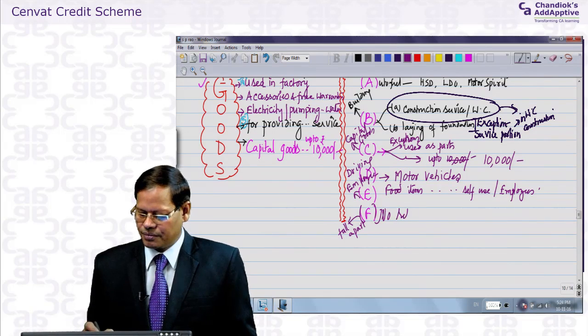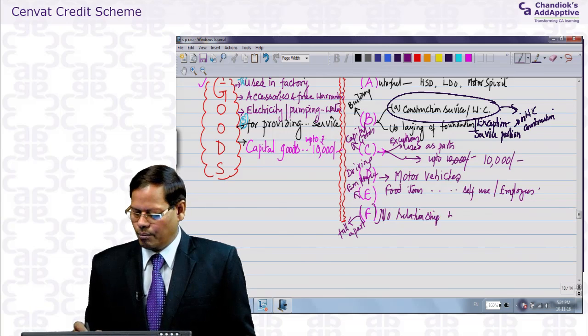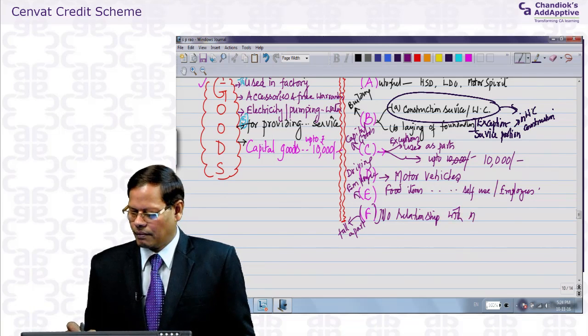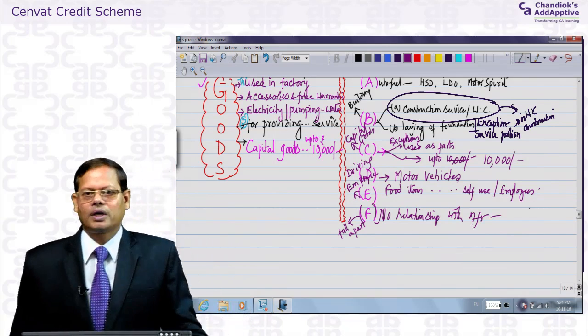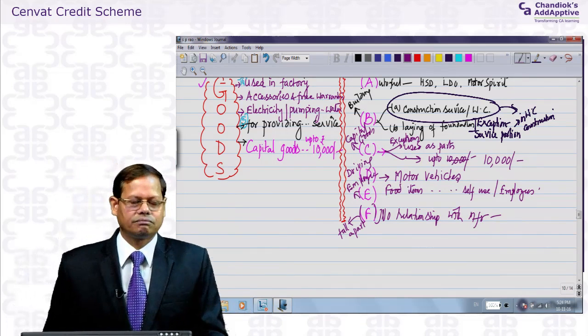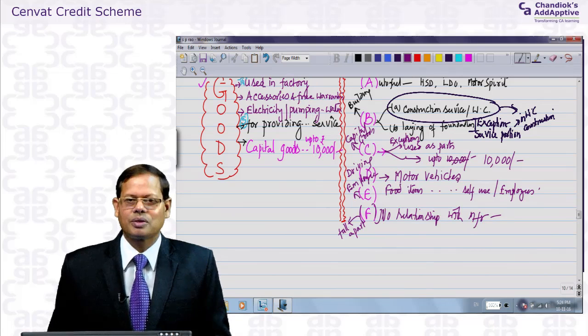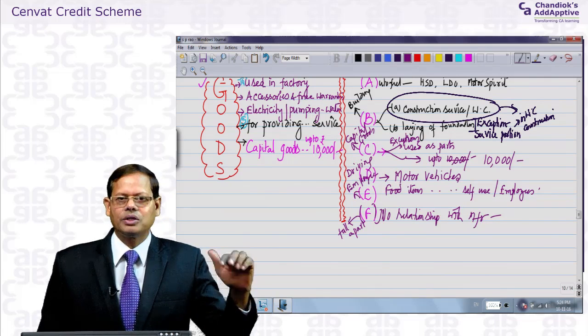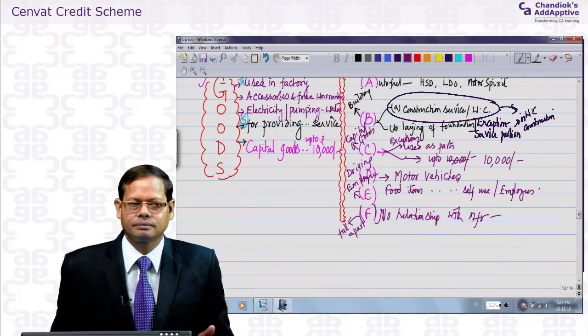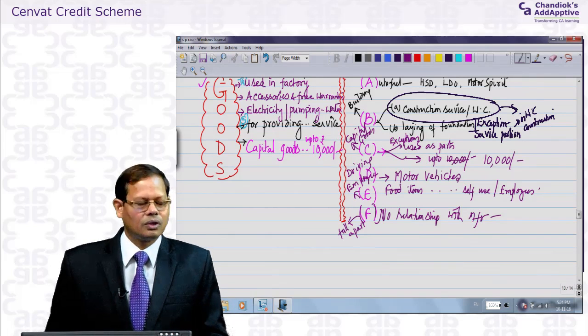So, no relationship with the manufacture, no relationship whatsoever with the manufacturer. Sorry, I have already given you some example. Paint used for a wall of the factory, no relationship.